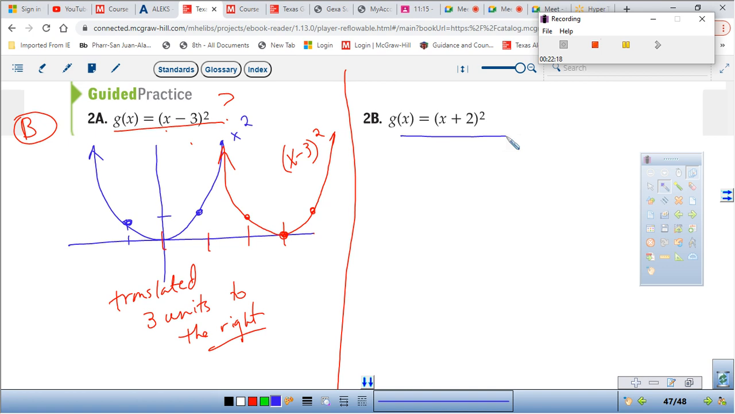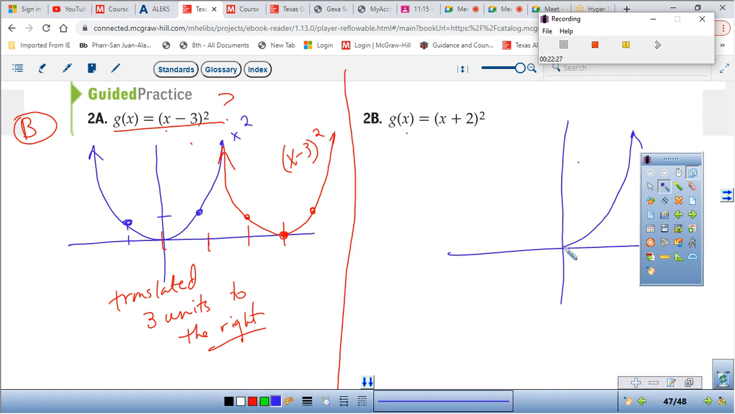So let's look at this one real quick. Oh, wait, no, not that one. Last example, guys. I know it's time to go-ish. So the parent function goes like this. It goes through the origin. It goes through 1, 1. It goes through negative 1, 1. You got to know that. And that's the parent function of x squared.